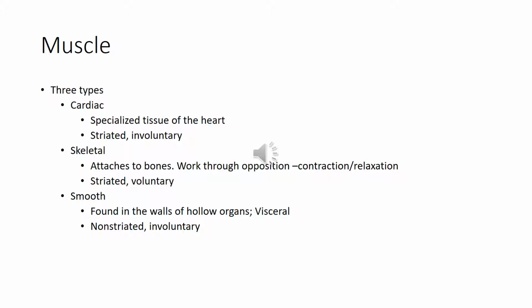Okay, and then to review the muscles, the three different types are cardiac, skeletal, and smooth muscles. Cardiac, of course, is in the heart. This is an involuntary muscle. It is striated tissue. Skeletal attaches to the bones, and this is voluntary muscle. We can purposely make these muscles move. And then we have smooth muscles that are found in the walls of hollow organs, like the GI tract, the urinary tract, different areas like that.